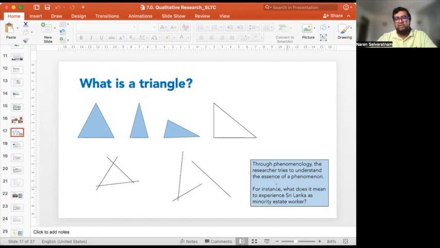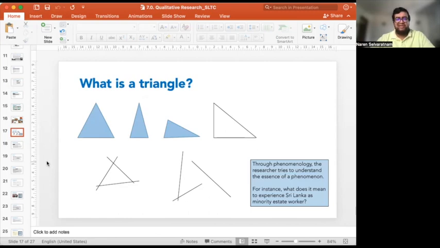So, for instance, what does it mean to experience Sri Lanka as a minority estate worker? So now this is the question that I'm interested in. So I can try to understand about minority estate workers. Minority estate workers are in Galle, in areas like Deniyaya, Elpitiya, and all of that. And at the same time, in other wet zones, like even in Sabaragamuwa, like Ratnapura and all of that. And estate worker doesn't necessarily mean tea estate. There are rubber estates as well. So see, now that's a variation in itself.